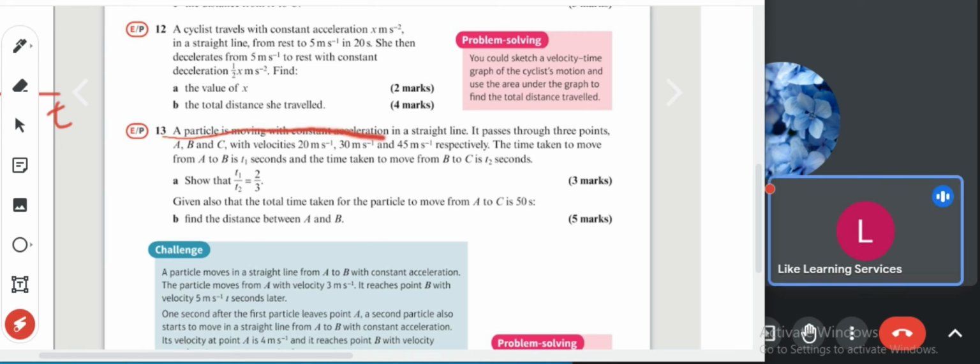The particle is moving with constant acceleration in a straight line. It passes through 3 points A, B, and C with velocities 20, 30, 45. The time taken to move from A to B is t1, and the time taken to move from B to C is t2. Okay. What do you think you should do?